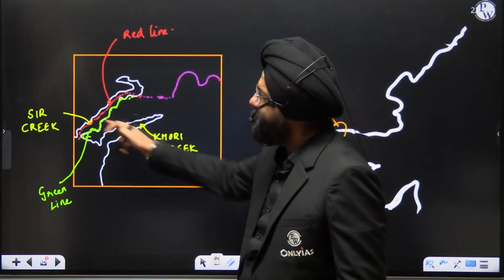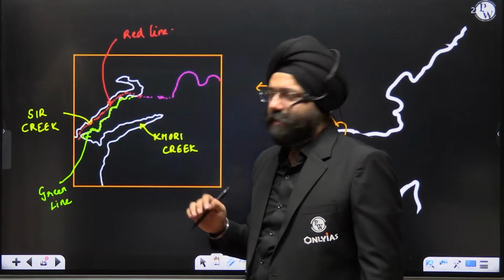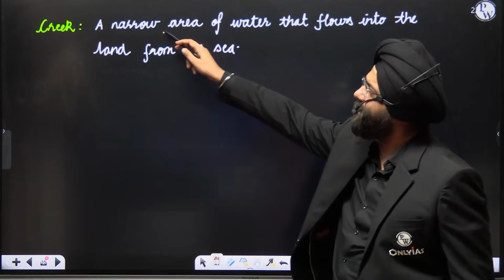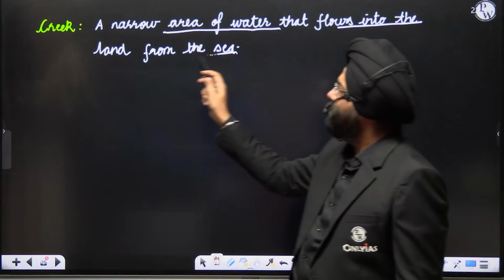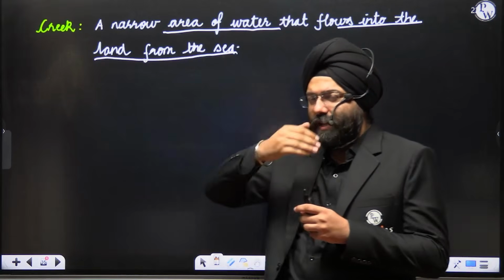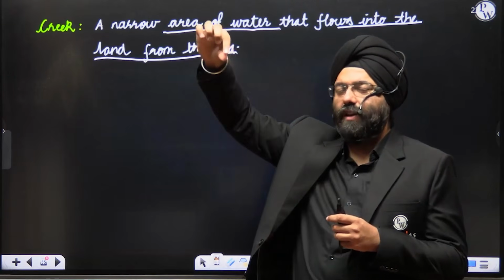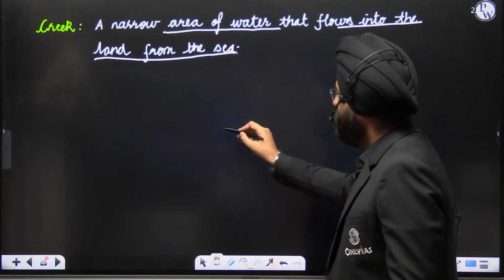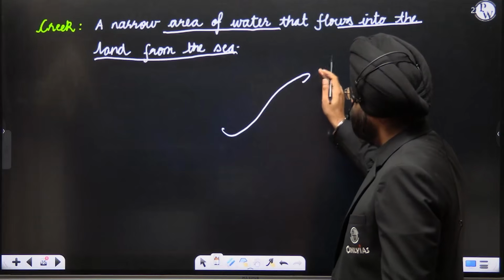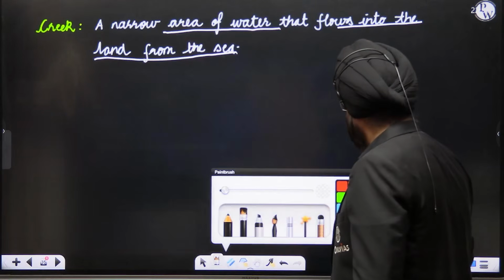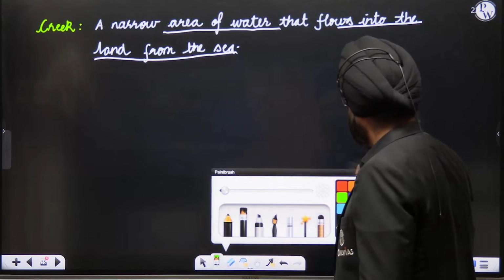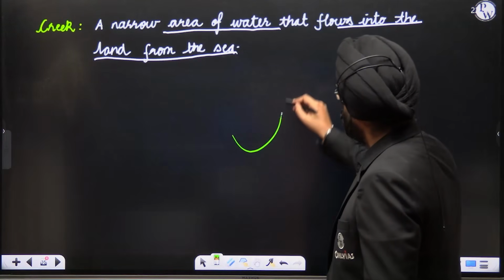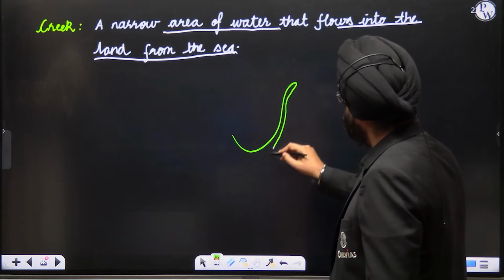There are certain creeks. Now, what are creeks? Please understand. First of all, creeks are narrow areas of water that flow into the land from the sea. So that means the water is entering from the sea towards a narrow piece of land, right? Let us assume this is a narrow piece of land. Let us make it even better so that you understand it well. Supposedly, there is a narrow piece of land, right, like this.